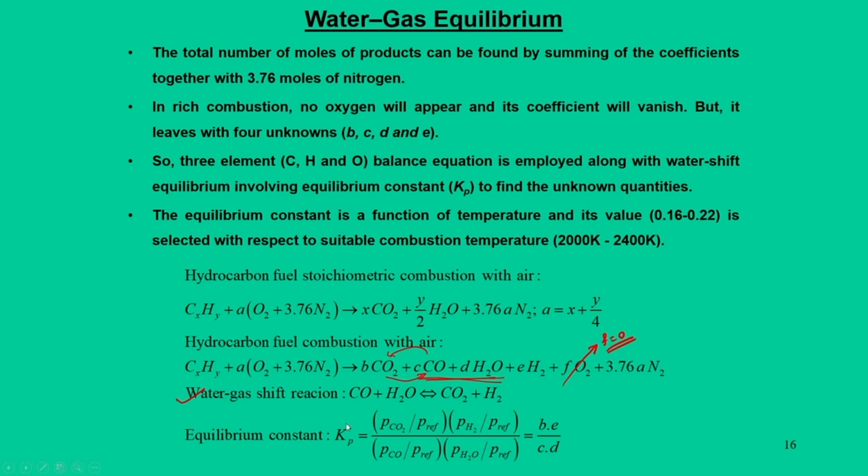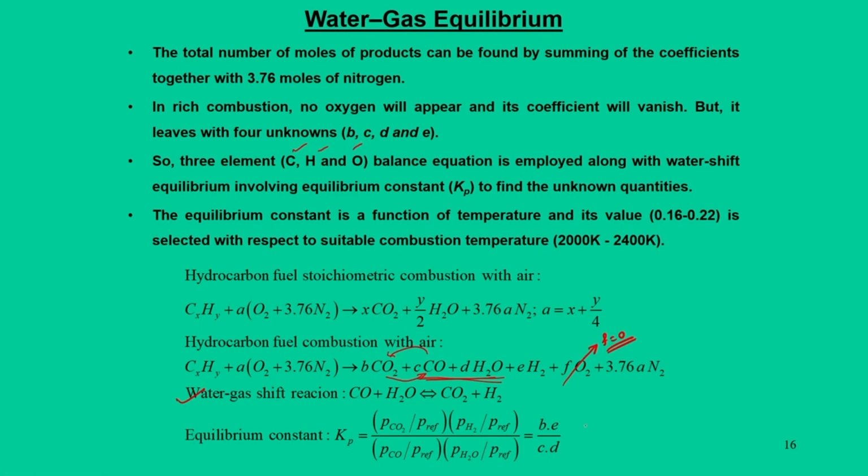We are introducing a parameter called the equilibrium constant, and that is defined with respect to the partial pressures of each component, that is the partial pressure of CO2, H2O, CO, H2, and all these pressures are again controlled with respect to their mole fractions. From this equation we can find Kp is equal to B times E divided by C into D. So, basically now we have three equations with respect to carbon, hydrogen and oxygen atoms.